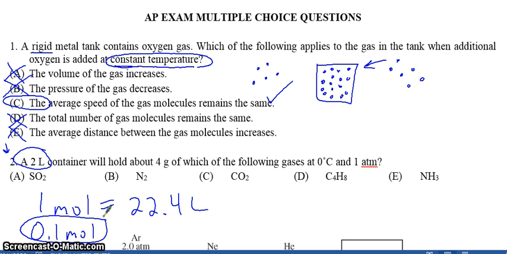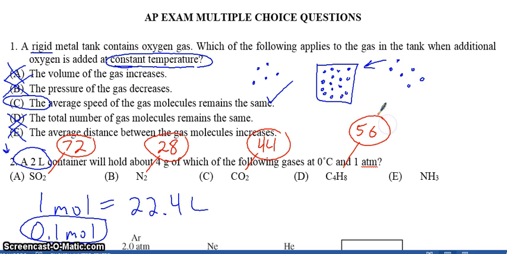So if you take a look, the molar mass of SO2 would be, oxygen is 16 times 2, you got 32. Sulfur is roughly 32. So we have roughly 64 grams per mole for sulfur dioxide. For nitrogen, each nitrogen is about 14. We got 28 grams per mole. Carbon dioxide, if you calculate it, will be about 44 grams per mole. This is butane, C4H8. Each carbon is 12. That gives us 48, plus another 8. That gives us about 56 grams per mole. And nitrogen and hydrogen, about 17.